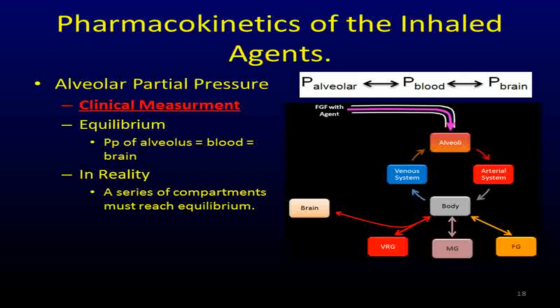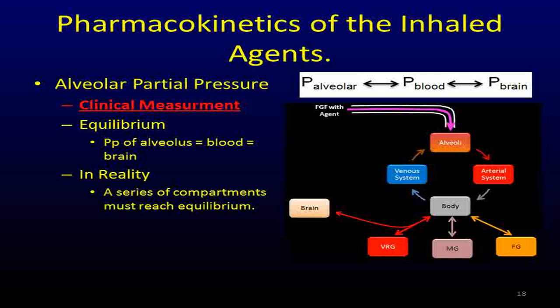Think about all these compartments now that you have to fill up. You have to deliver it from the circuit to the alveolus, and then from the alveolus into the arterial system. And then from the arterial system, you have to go to the body, the fat group, the muscle group, and the vessel-rich group. And what do you think falls inside of the vessel-rich group? The brain, as well as the lungs, the heart, the kidneys. So that gas molecule has to go through all of those compartments.